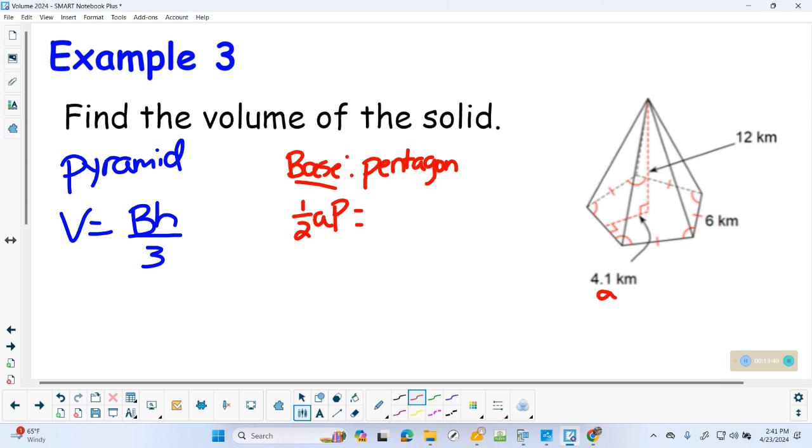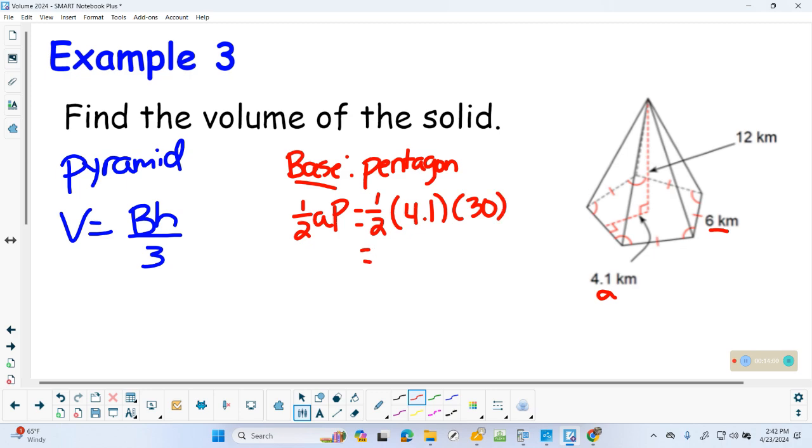Yes, I don't have to use SOHCAHTOA. One small victory today. And I think we can get the perimeter with not a whole lot of stress here. Pentagon, of course, 5 sides. Each side 6. What's the perimeter? 30. I like that. That was easy.